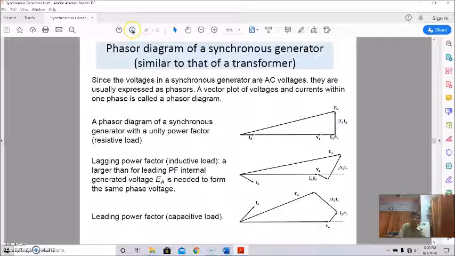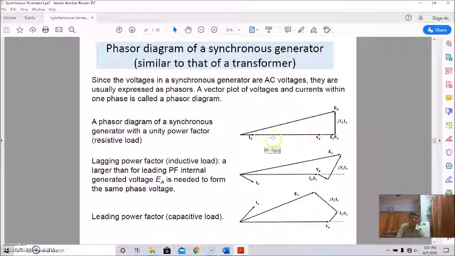Now we'll come to the phasor diagram part. The phasor diagram of a synchronous generator is similar to that of a transformer. Since the voltages in synchronous generators are AC voltages, they are usually expressed as phasors. A vector plot of voltages and current within one phase is called its phasor diagram. If it is a resistive load, the armature phase voltage and current are in phase.